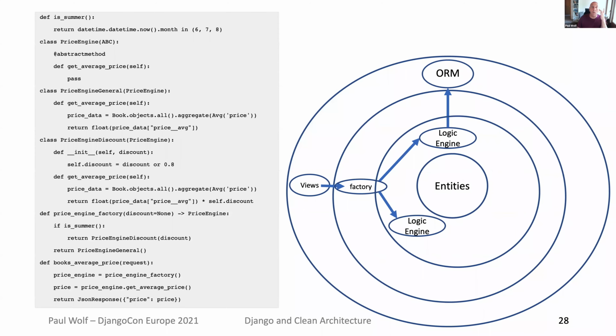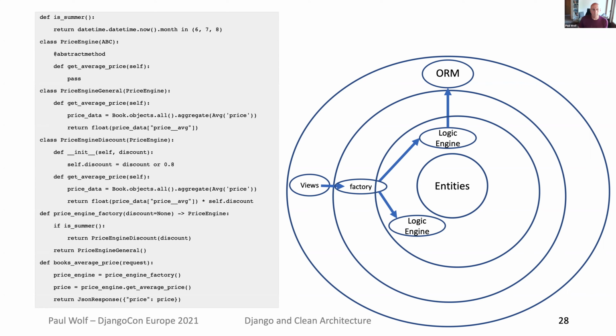Now, here's a more complicated view, but it's the view that expresses a way to start implementing the clean architecture dependency rule. So instead of the previous one, I'll just say, first of all, this does the same thing. It does the exact same thing, but it adds one piece of functionality, which is that it will select a different price engine depending on whether it's the summer or not, whether it's June, July, or August. It'll return a pricing engine that does discounting.